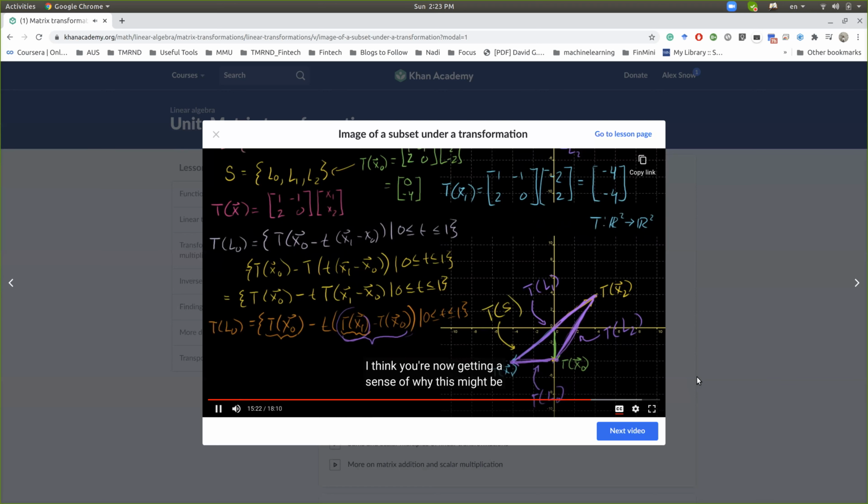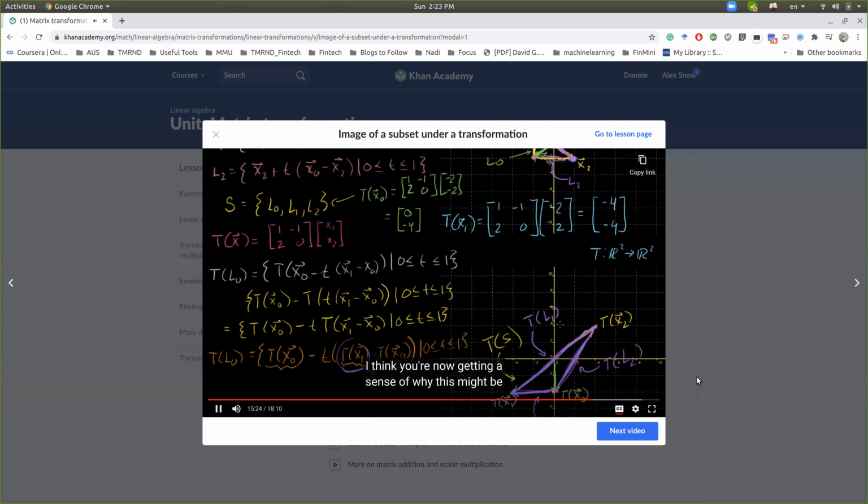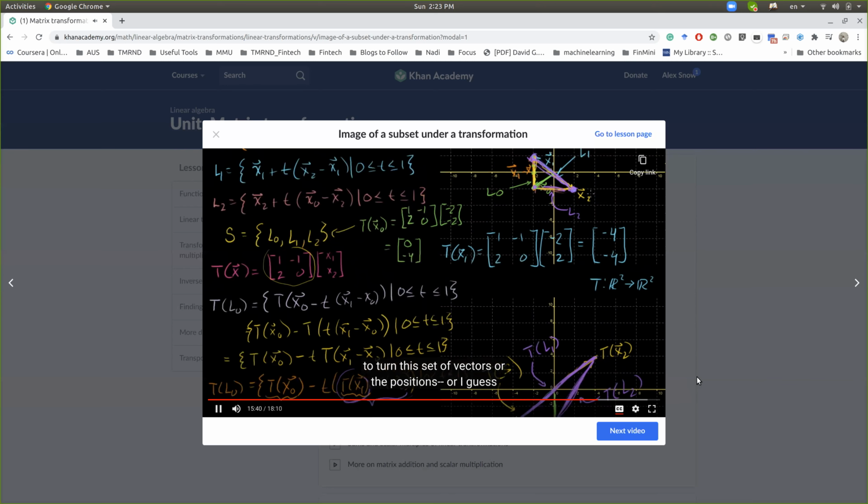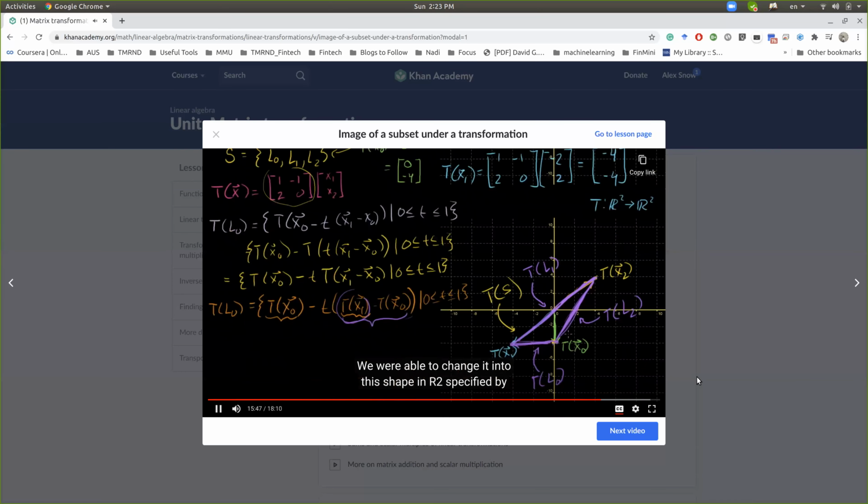I think you're now getting a sense of why this might be useful in things like computer graphics or game development, because when you look at things from different angles, you start to skew them and whatever else. But taking this transformation, we were able to turn this set of vectors, or the positions, or this shape, which is specified by this set of vectors right here, into this shape in R2 specified by a different set of vectors.